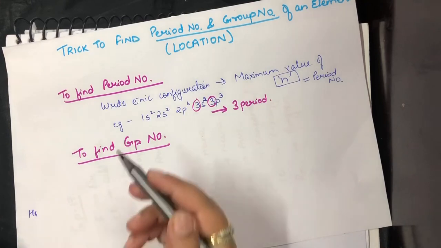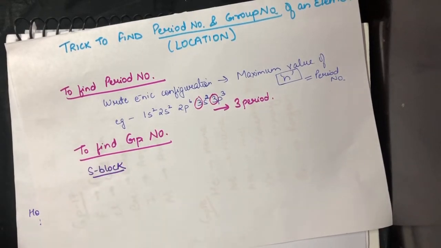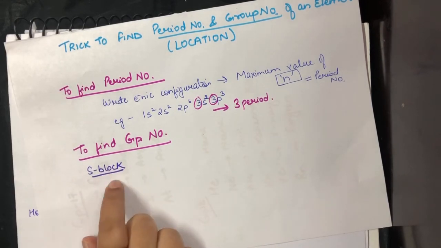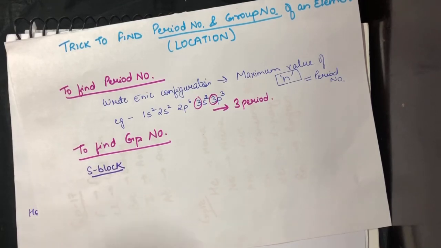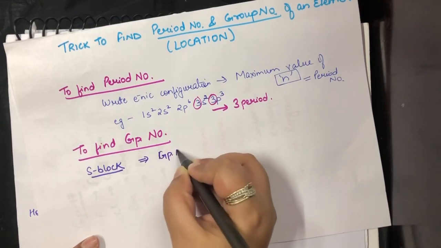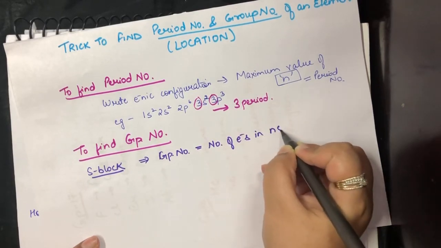For group number, it will be different for different types of elements. For example, if your element is from the S block, how will you identify it? You will write down the configuration, or if the configuration is given to you, you have to see where the last electron is entering. If the last part of your configuration is from S subshell, then that means it belongs to S block. So if it is from S block, the group number is equal to the number of electrons in ns orbital.